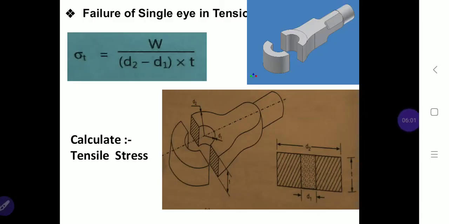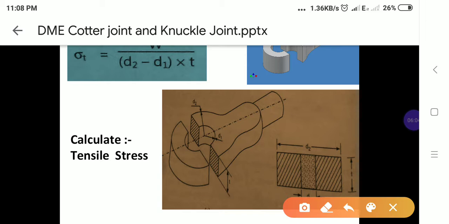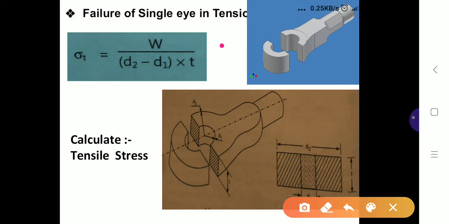Then next step is failure of single eye under tension. These are the 3D views of failure of single eye under tension. Then the failure area, this and this. So the dimensional view is represented here. The inner diameter of single eye is d1, which is also the diameter of knuckle pin, and its outer diameter is small d2, and this hatching area is the failure area.